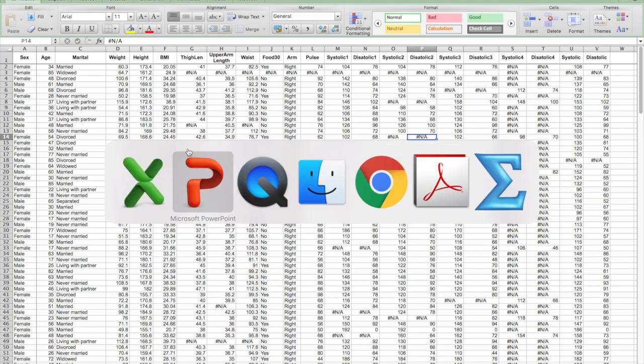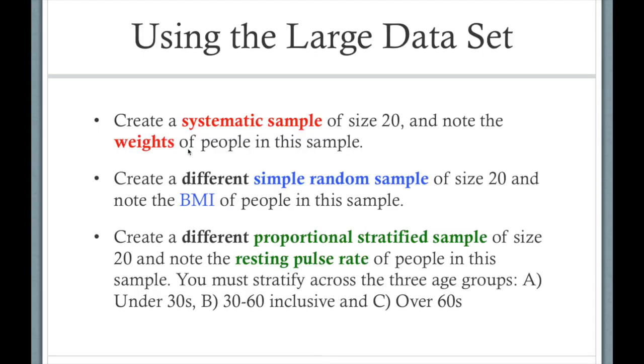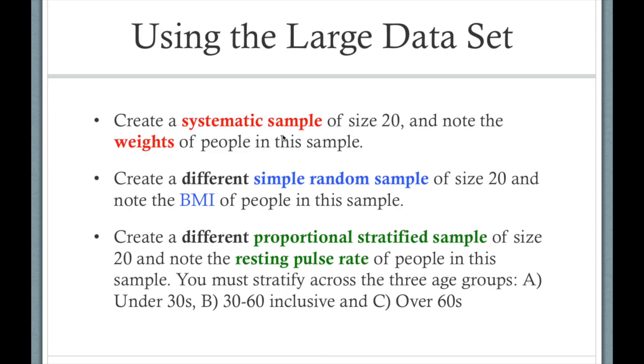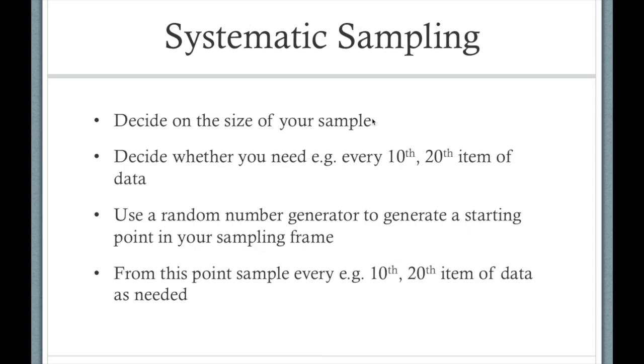So what data are we going to collect? We're going to create, first of all, a systematic sample of size 20, and from there we're going to note the weights of people in this sample. So let's remind ourselves of what a systematic sample looks like and how we would conduct one. We need to decide on the size of our sample. We're going to create a systematic sample of size 20.